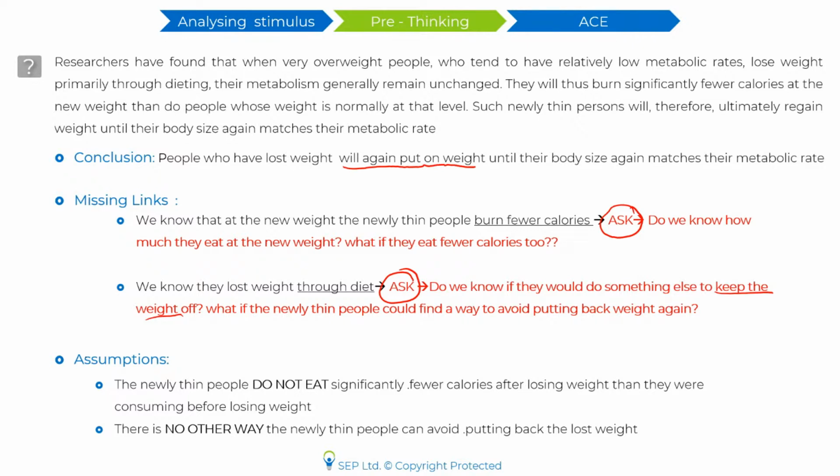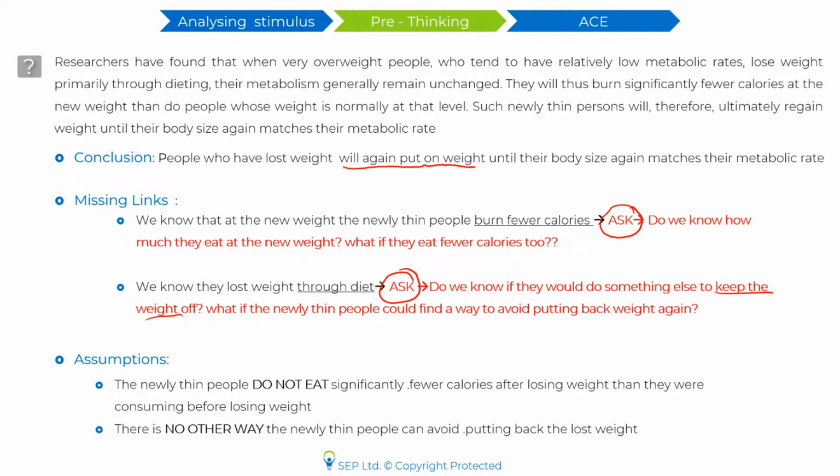So if they are going to put back all the weight again, they must be increasing their intake. So that's an assumption. Again, we don't know that after losing all that weight, are they going to take up exercising, or are they going to take up some supplements, or are they going to take up gymming, or are they going to do something else to keep that weight off? We don't know that. But if we are saying they're going to put back all the weight again, we are assuming that they're not going to do anything else to keep off that weight.